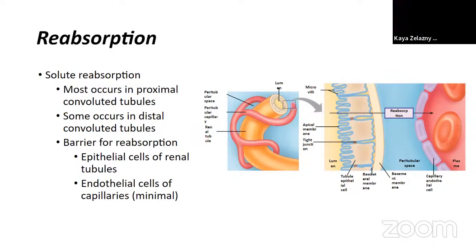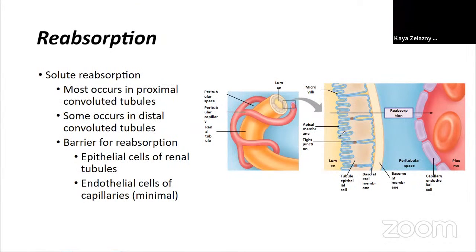And we can think about what our barrier for reabsorption is. So what layers do we have to get through to move a solute from the filtrate back into the blood? Well, we're going to have to go through the cells lining the tubule. Those are our epithelial cells of the renal tubule. We have a little basement membrane. There's some peritubular space, but the other cell type that we're going through are our endothelial cells in the capillaries, right? So these are the layers we're going across.